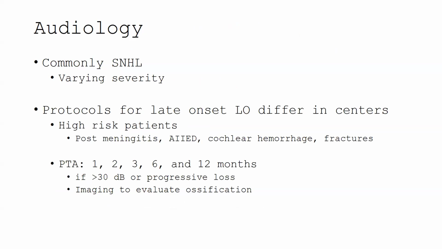So audiology is also important. Commonly we say these people are going to have a sensory neural hearing loss. It's variable degrees of sensory neural hearing loss. In most patients, it's profound. However, some reports of a severe to profound loss have been reported. The protocols differ in various centers.